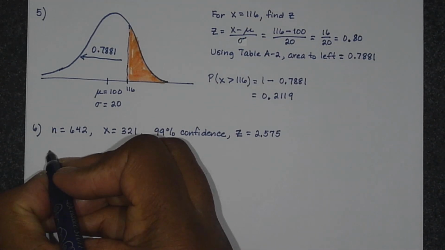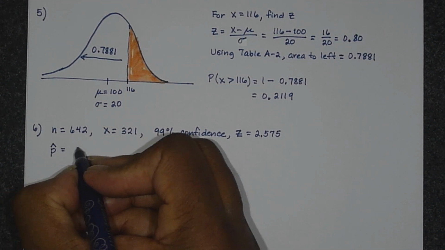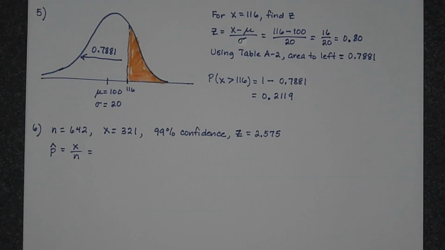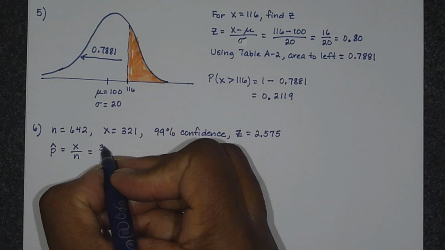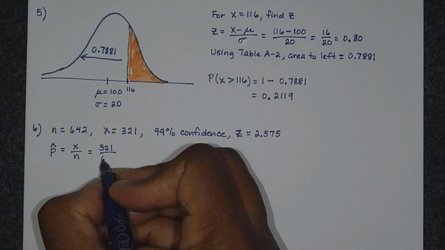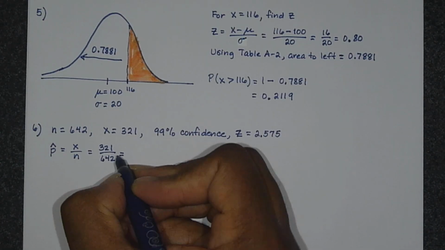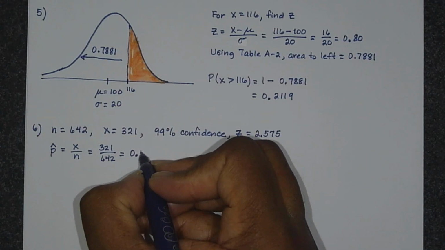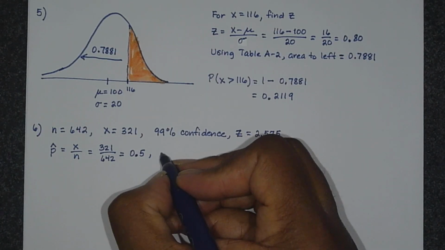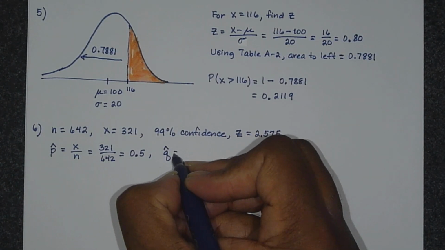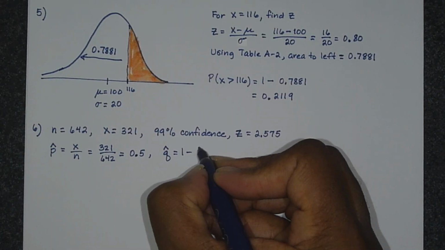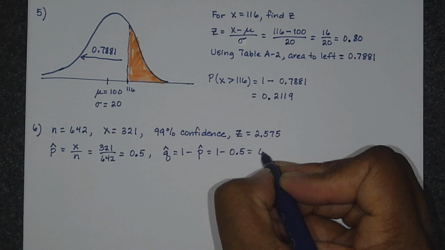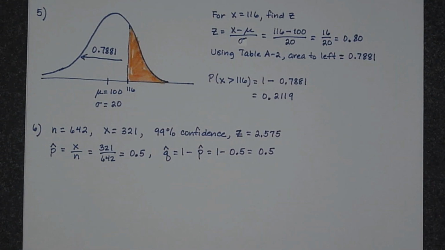And then to find out what p hat is going to be, that's a sample proportion. That's usually x divided by n. So in this case here, if I do x, which is 321, divided by n, which is 642, 321 divided by 642 would be how much? 0.5. And then I need q hat, which is 1 minus p hat. So 1 minus 0.5 would be 0.5 again.